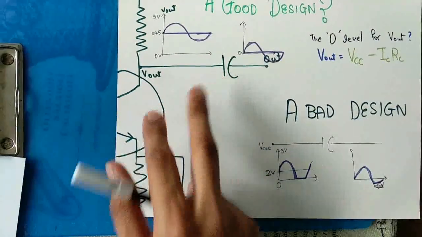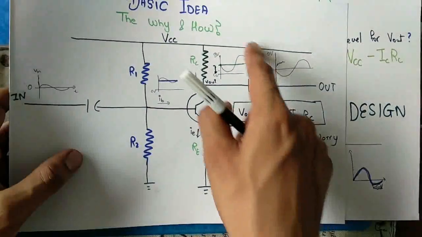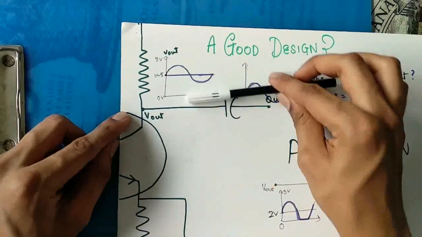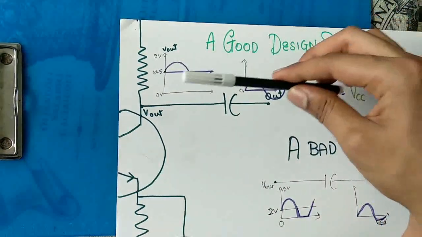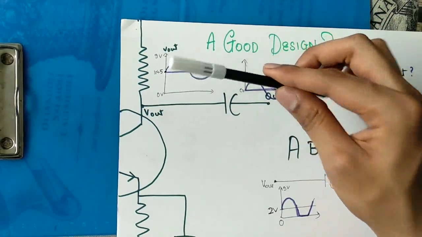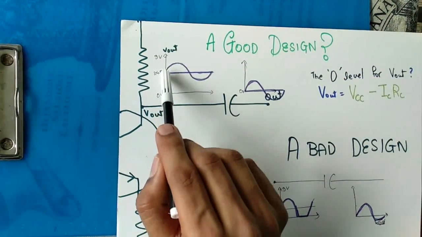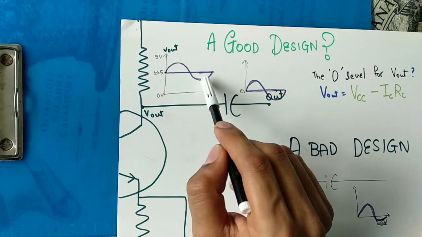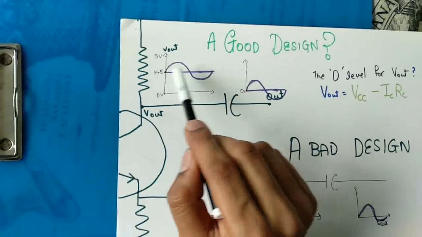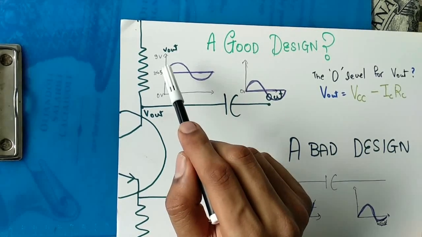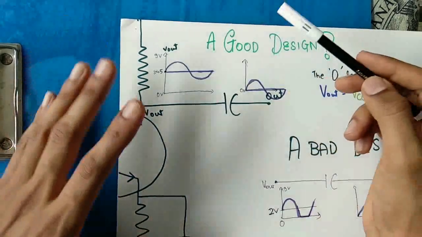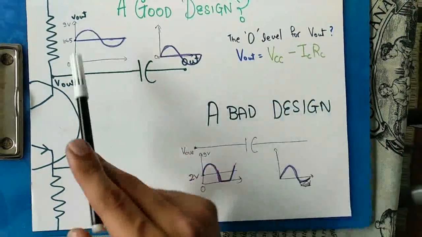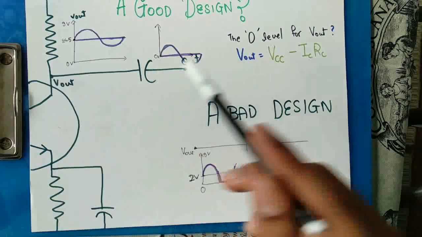so what we have here is basically a zoomed in version of this portion. So as we saw that the output is shifted by a certain DC level, we want to ensure that this DC level is almost half of our supply voltage. And why is that? That's because this gives the signal a lot of space to oscillate irrespective of its amplification. So maybe let's have a look at a bad design so that we can understand how this is a good design.